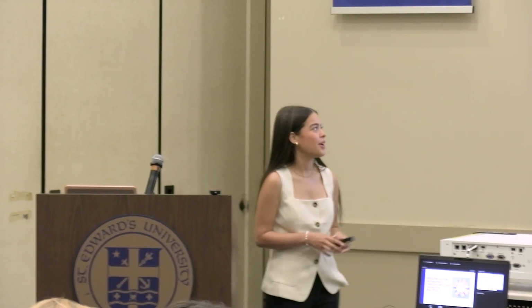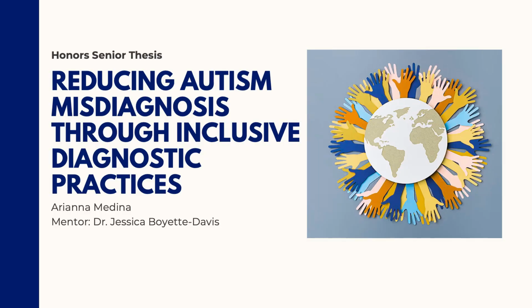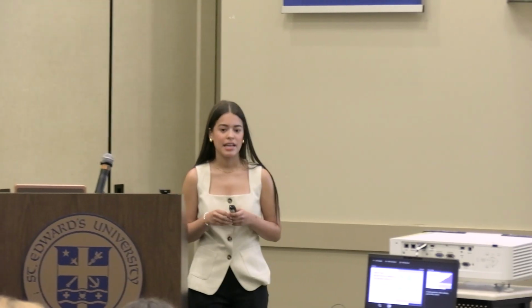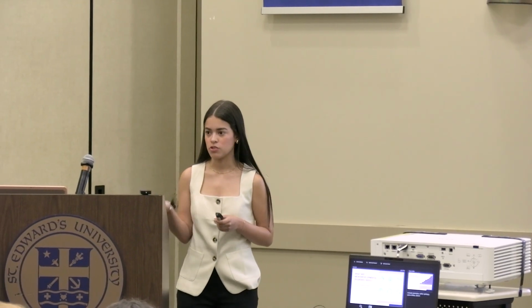So today I'm going to be talking about reducing autism misdiagnosis through inclusive diagnostic practices. First off, let's start by defining neurodevelopmental disorders. These are conditions that can impact the development of a person's nervous system.